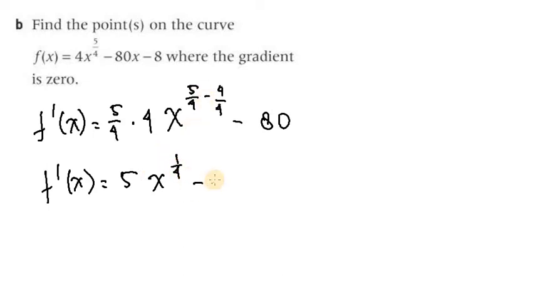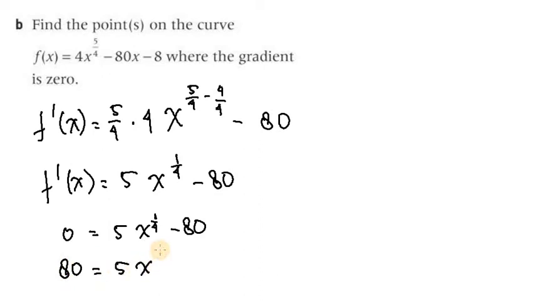4 minus 80. Now, where the gradient is 0, remember f'(x) is the gradient, so this one is 0. 0 equals 5x to the power of 1 over 4 minus 80. We add 80 to both sides, so we will have 80 equals 5x to the power of 1 over 4. Let me make another line here. We bring it down there. So we divide both of them by 5.